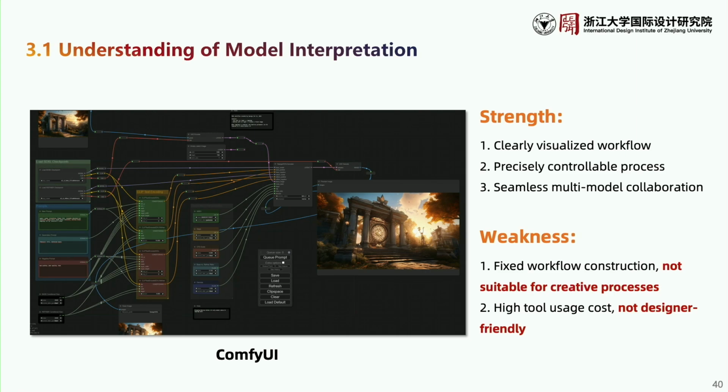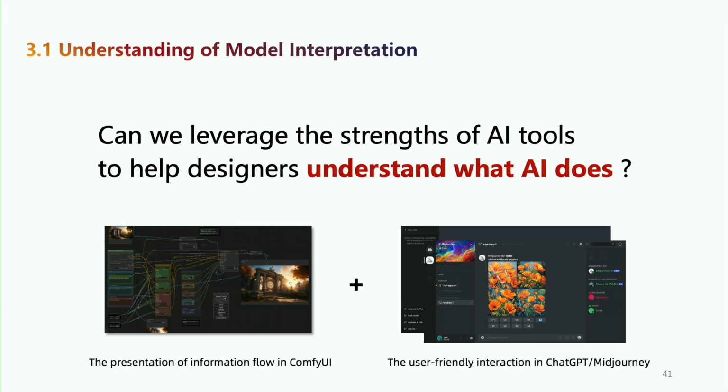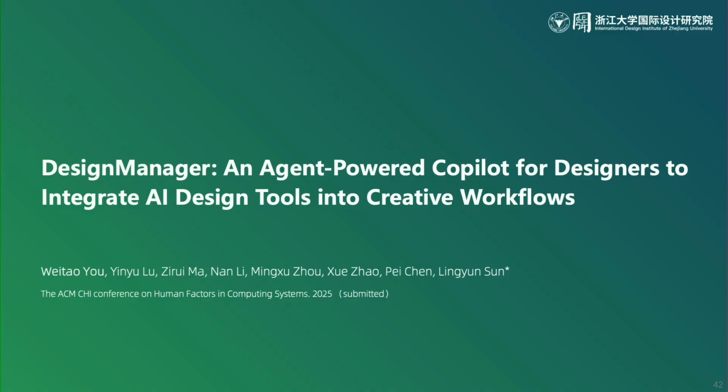The strength is that ComfyUI has a very clearly visualized workflow, and it can precisely control the process. But the weakness is very obvious because it's not suitable for the creative process. What's worse is it's not very designer friendly. Designers don't know how to use ComfyUI. So how can we leverage the strengths of AI tools to help designers understand what AI does? Okay, here's our third work, Design Manager, an AI agent-powered copilot for designers.